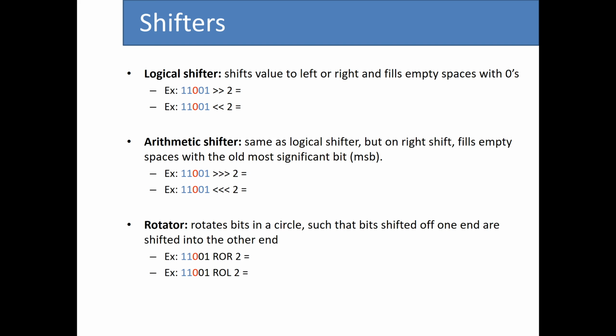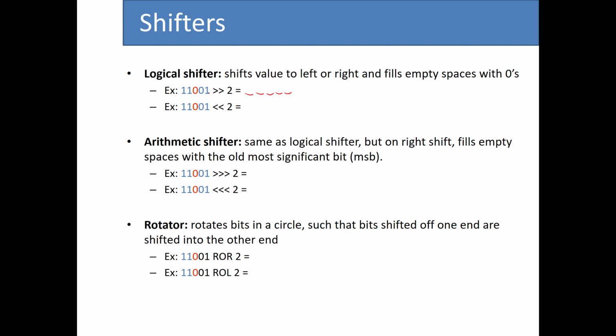For logical shifters, they shift the value to the left or right and fill the empty spaces with zeros. Let's take a look at two examples. Here we have a 5-bit binary number, 11001, and we want to logically shift it 2 places to the right. That means that any bit that we have here will be shifted 2 times to the right. So the final value still has to have 5 bits.